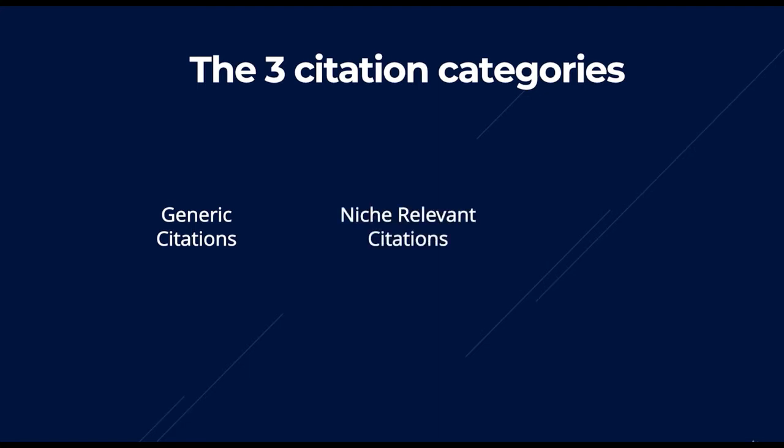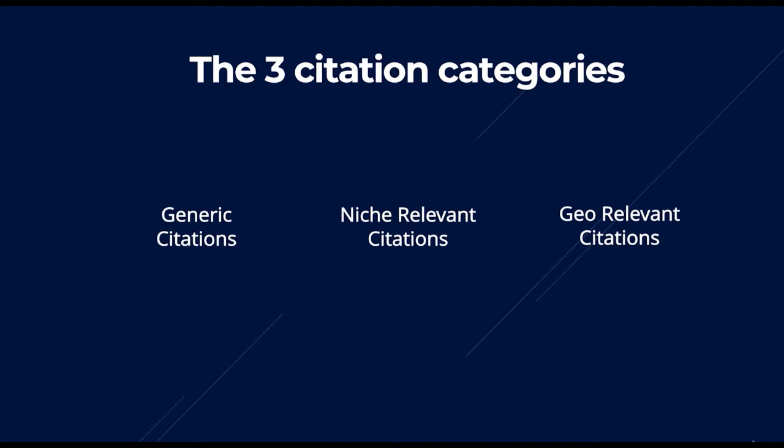The second category is what we refer to as a niche relevant citation. So these would be citations on directories that are relevant to your niche and your industry. The last category of citation is what we call Geo Relevant Citations, geo as in geographical area. These are citations on directories which are only for specific locations, such as the city you are targeting. You want to make sure you're building out all three types of citations, as if you're only building one or two, you won't have the most effective local campaign.